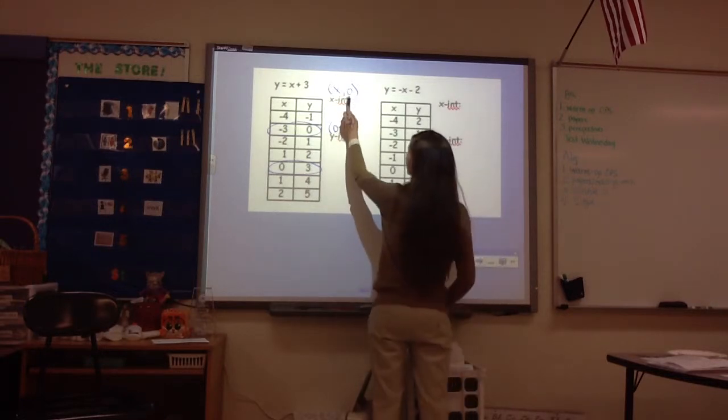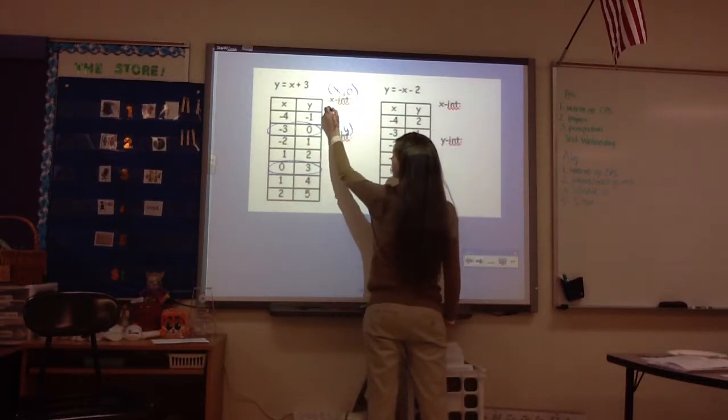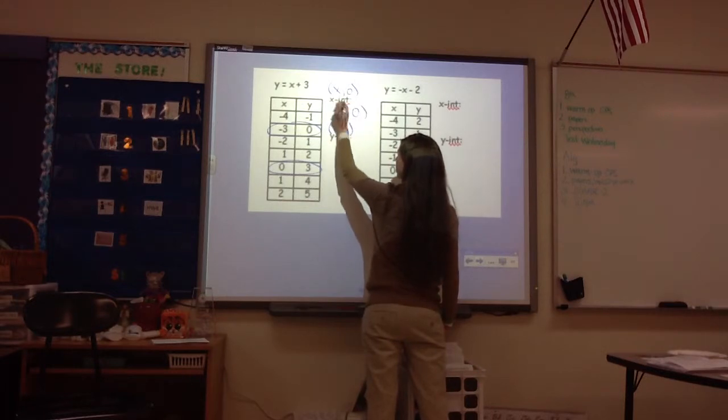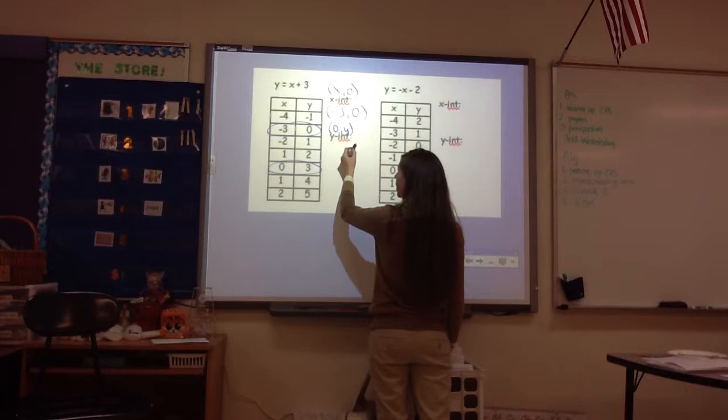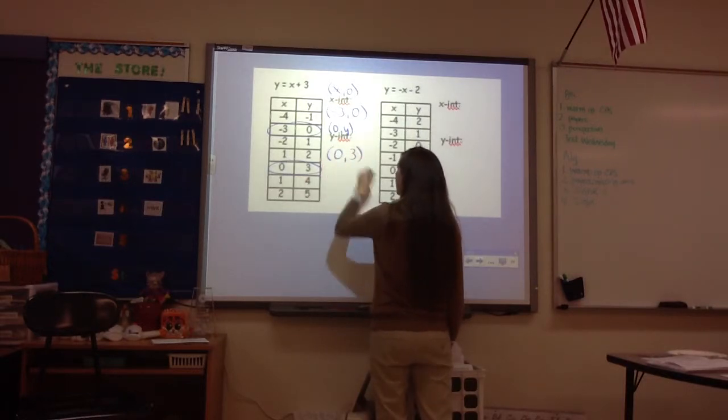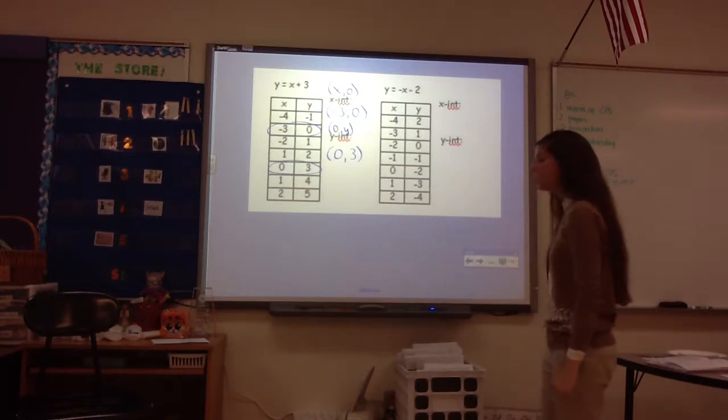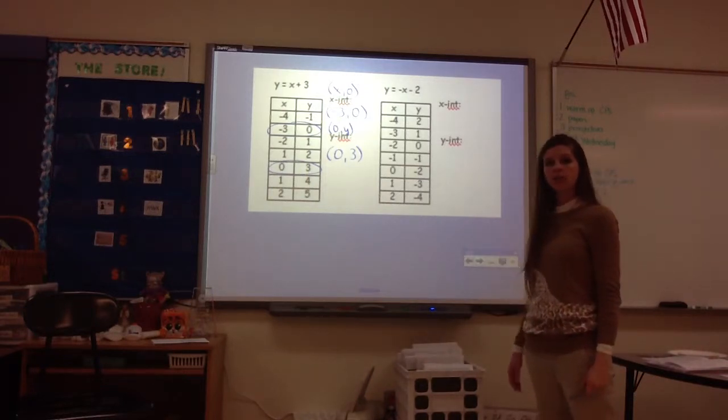My x-intercept happens when y is 0, so I have negative 3, 0. And my y-intercept happens when my x is 0. So I'm crossing the y at 0, 3. Please pause, take time to do the next one.